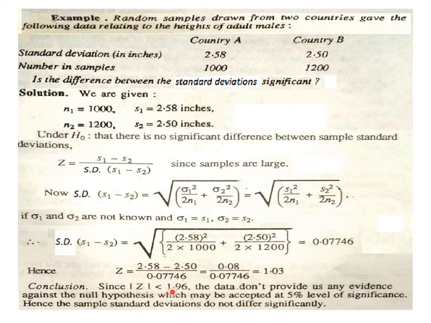It easily shows that mod Z is less than 1.96, and at the 5% level of significance we know that the threshold level is 1.96, and mod Z is below that. So we say the null hypothesis is accepted at the 5% level of significance, and the sample standard deviations do not differ significantly, as was asked. We give the solution that yes, they do not differ significantly. So that is about the large sample test for difference of standard deviation.